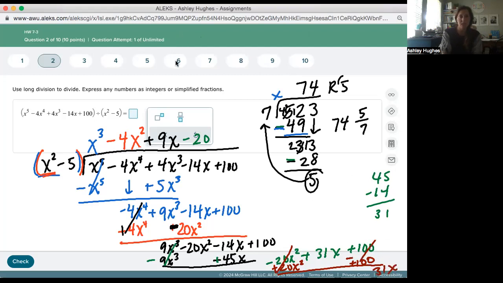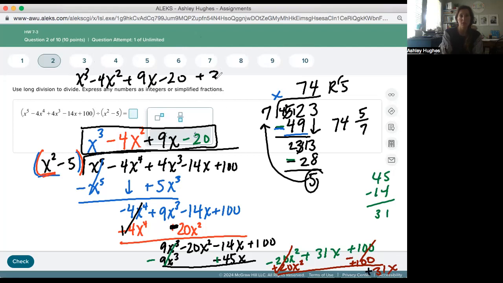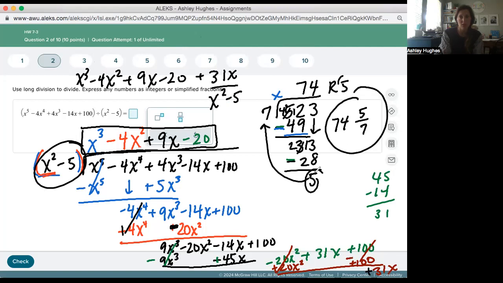So my answer, if I write it, is this top part right here: x cubed minus 4x squared plus 9x minus 20. And then plus your remainder over your divisor. So 31x over x squared minus 5. Just like you did here, 74, and then remainder over divisor. So that is an example of how you would do it, and then you would enter that in.